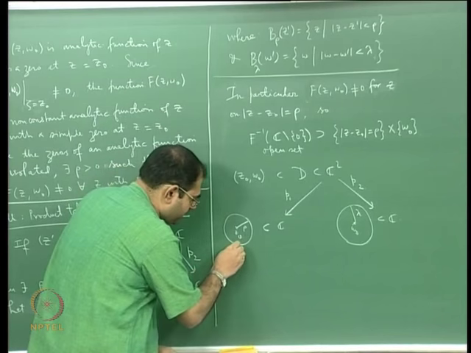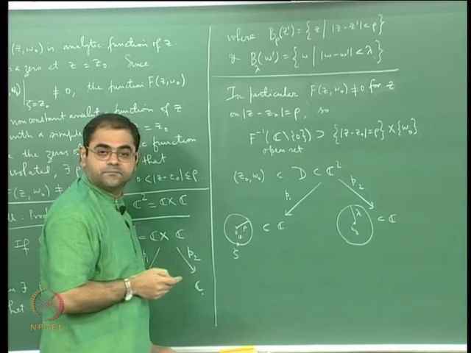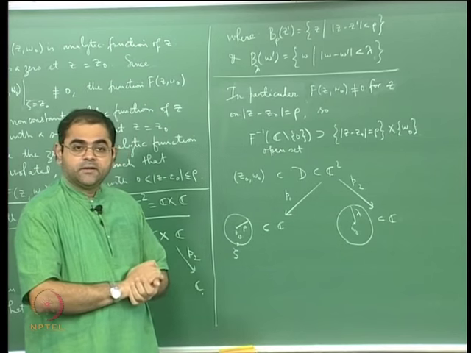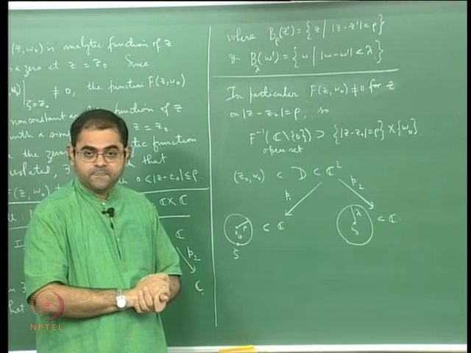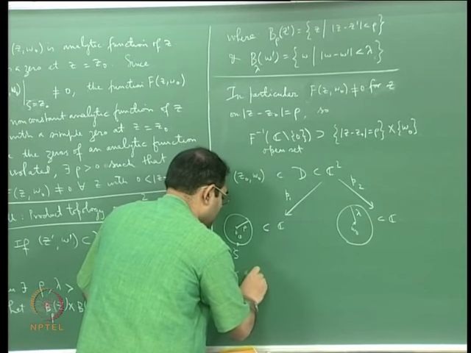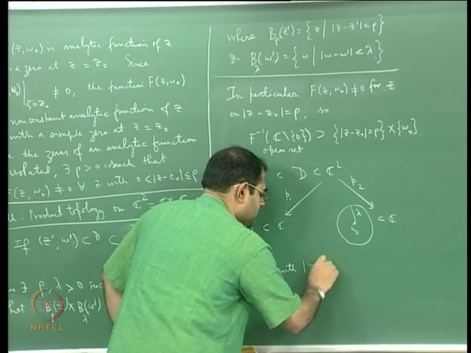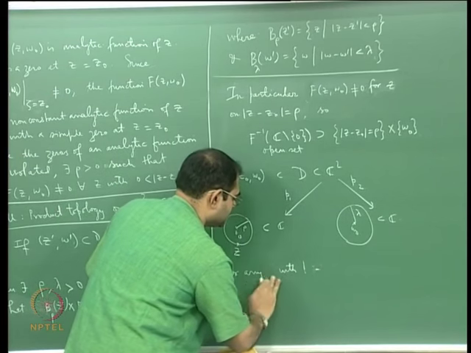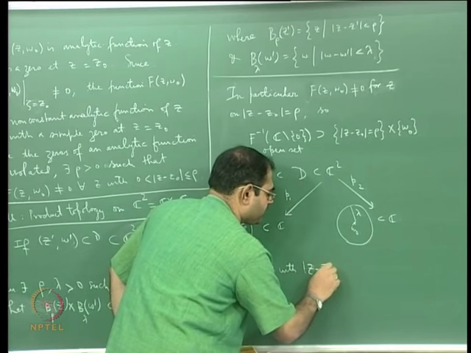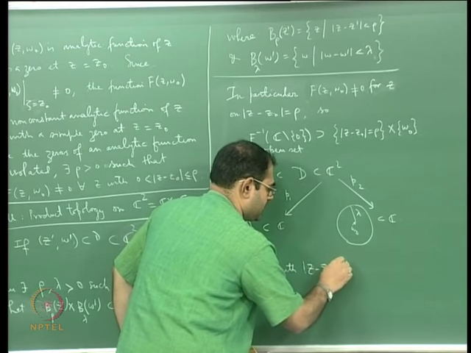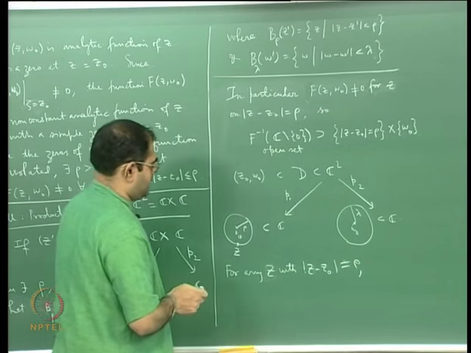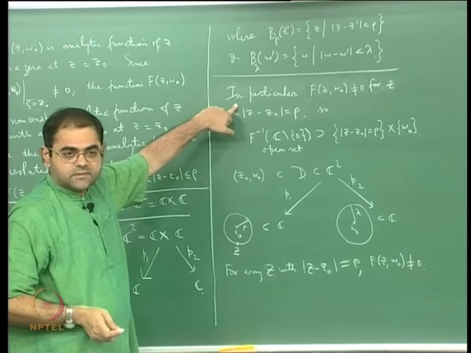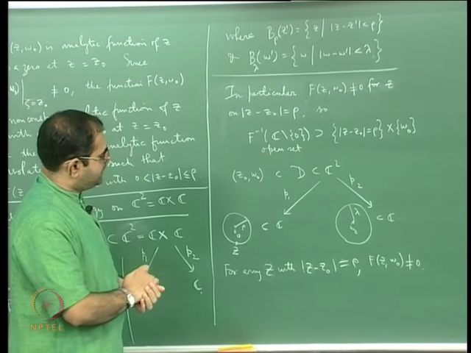Now what you do is, you take any point zeta on the circle, and at that point I take f of zeta comma w naught, and you will see that f of zeta comma w naught is non-zero. Okay, let me not change the notation, let me still keep it as z. For any point z with mod z minus z naught less than or equal to rho, f of z comma w naught is non-zero. This is what we noted first.